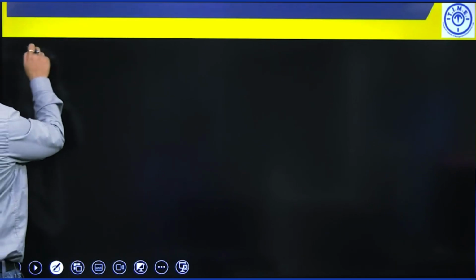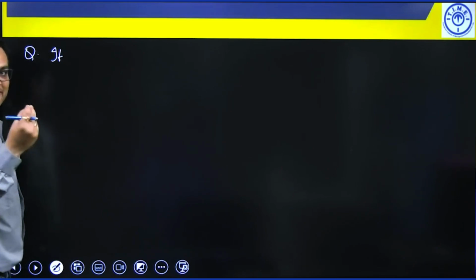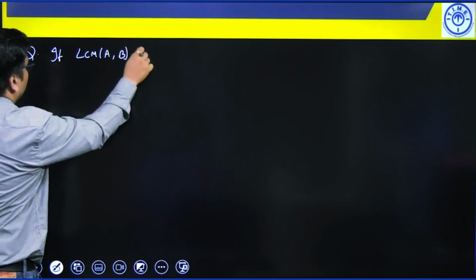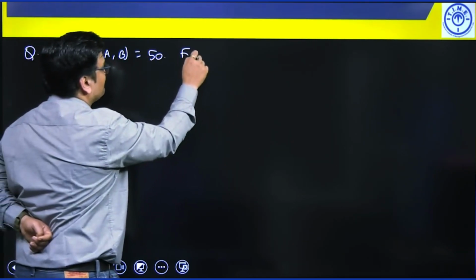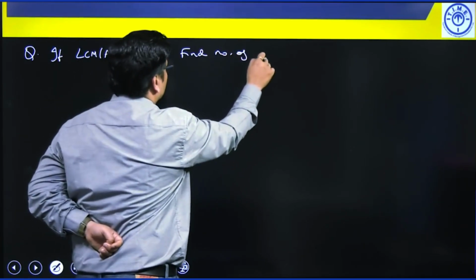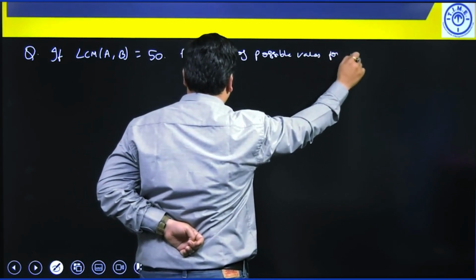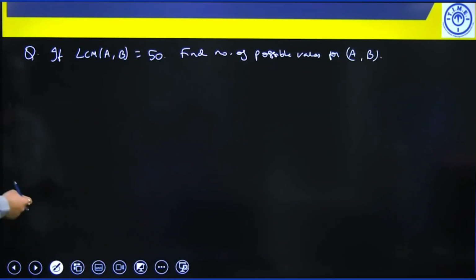Here in the remaining time, I would like to share a small point about LCM and HCF, particularly LCM. Look at the following question, please. I am going to share a small trick, a small formula. If it is given that the LCM of 2 numbers is, let's say, 50, the question is: find the number of possible values for A comma B. What will be the number of possible values for A comma B?